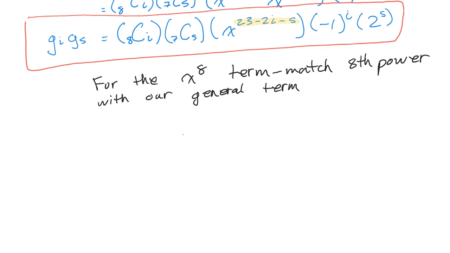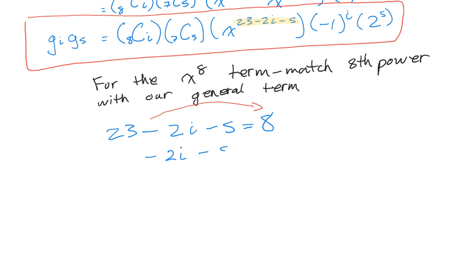So we need to actually set 23 minus 2i minus s equal to 8. Now, once we've done that, we should be able to simplify this by taking this 23 over to the right side. We're going to get negative 2i minus s is equal to negative 23.